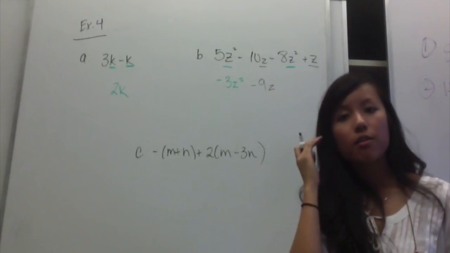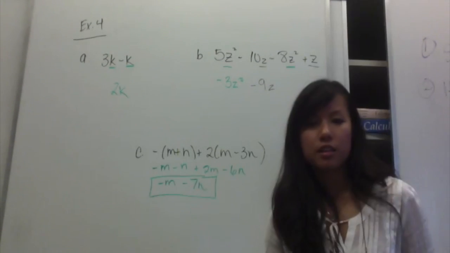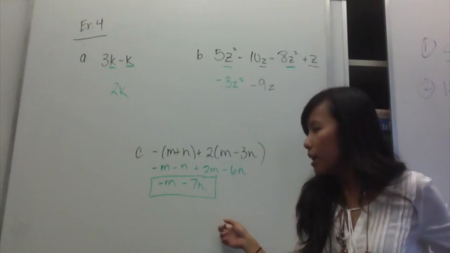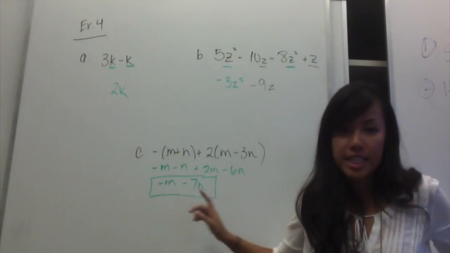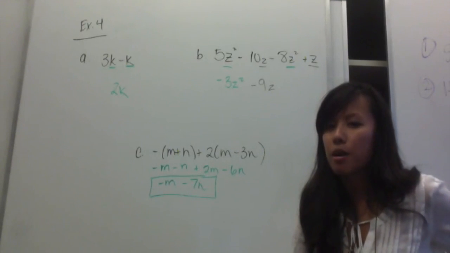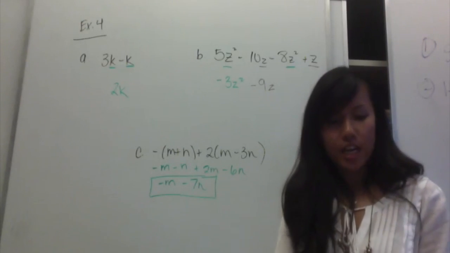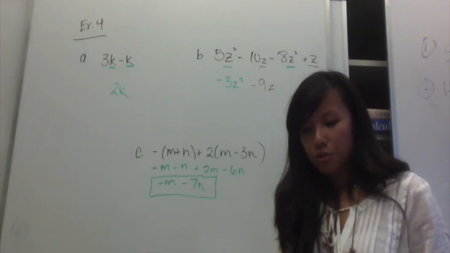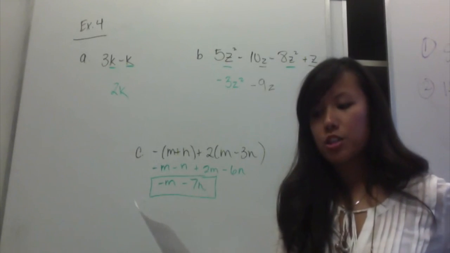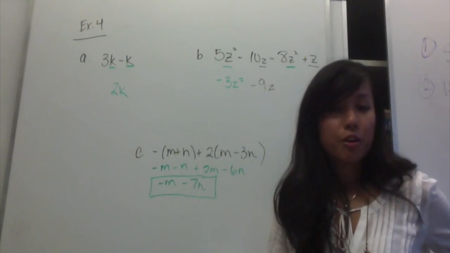Okay, pause and go ahead and do C for me. Okay, so hopefully you got C as negative M minus 7N. You can pause it and take a look and make sure your work is correct. Okay, great. Let's move on to, oh, we still have quick check 4. I want you to try A and B all on your own. Take your time, show all your work, should be good.